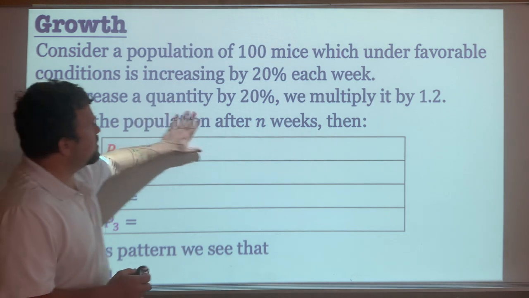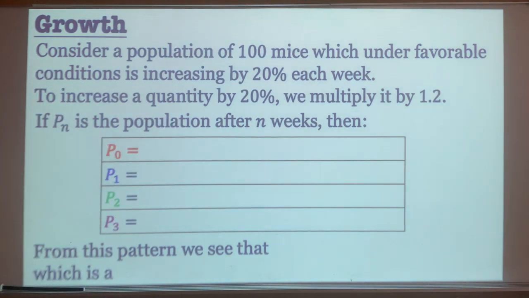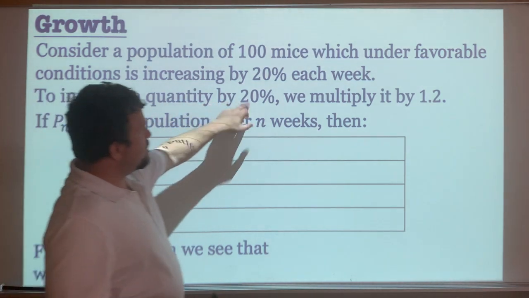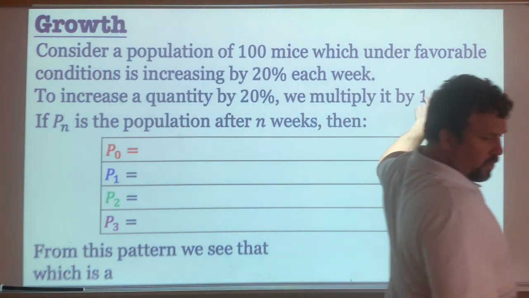Consider a population of 100 mice. So this is how growth works. I'm going to explain it to you very simply, and then we're going to move on. All right? So you have 100 mice here. Under favorable conditions, they increase by about 20% each week. So the number of mice goes up by 20% each week. To increase a quantity by 20%, we must multiply by 1.2.